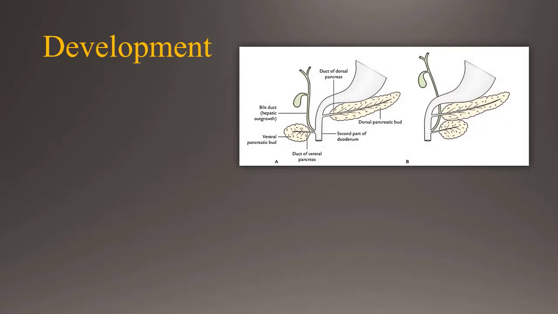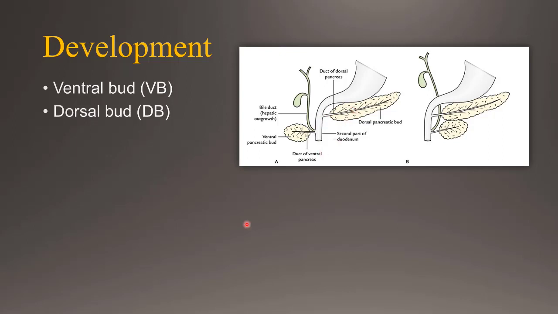Pancreas develops from two buds, ventral bud and dorsal bud. Ventral bud arises along with the hepatic bud. So this is the hepatic bud and this is cystic bud. Dorsal bud arises separately from the foregut.